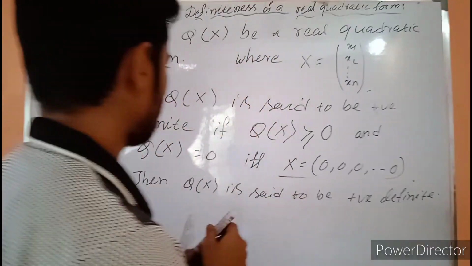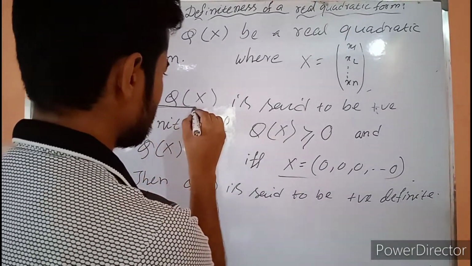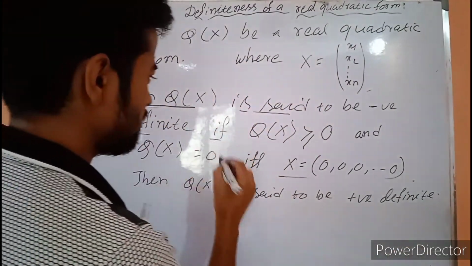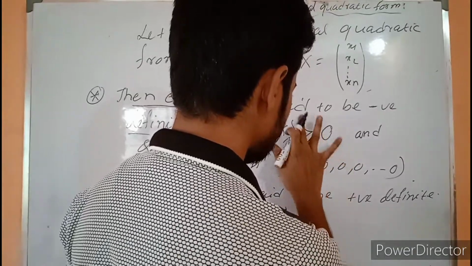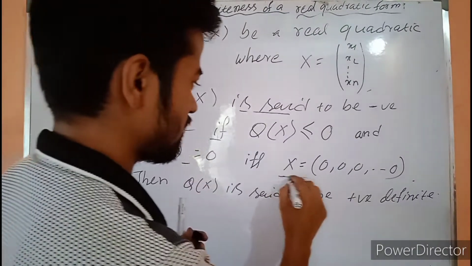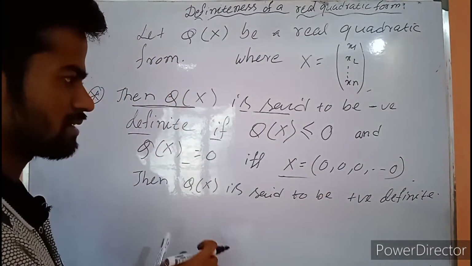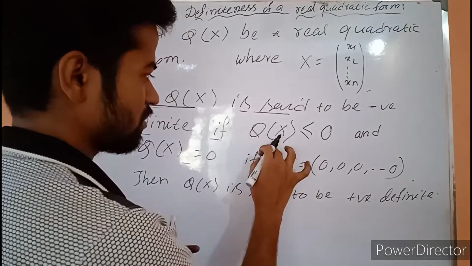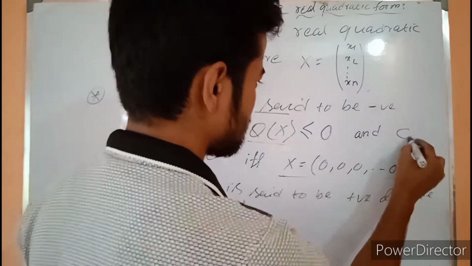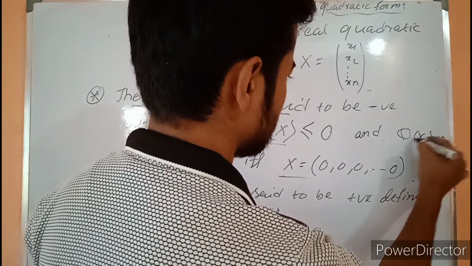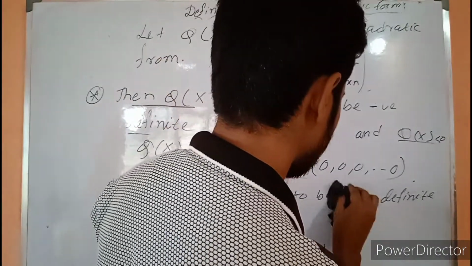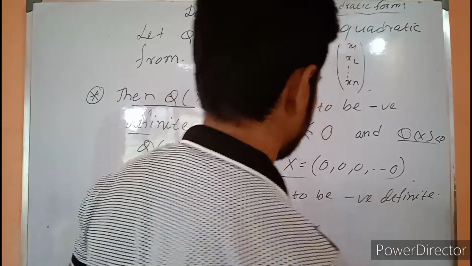The real quadratic form Q(x) is said to be negative definite if Q(x) is less than or equal to 0 and Q(x) equals 0 if x equals 0. That is, for x equal to the zero vector, the quadratic form Q(x) equals 0, and otherwise the quadratic form Q(x) is less than 0. Then the quadratic form is said to be negative definite.